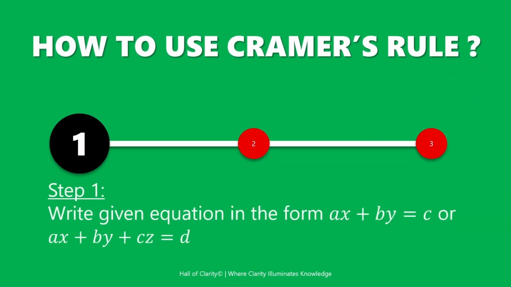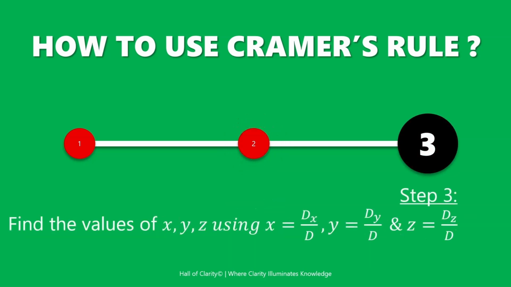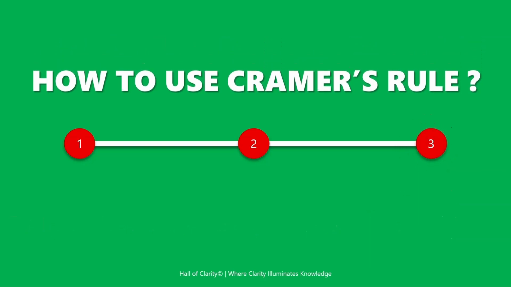Now how to use Cramer's rule? The first step is to write the equations in standard form. Then we have to find the values of determinants D, Dx, Dy and Dz, and we should make sure that the determinant D is not equal to 0. Then we have to find the values of x, y and z using x is equal to Dx upon D, y is equal to Dy upon D, and z is equal to Dz upon D. In this way we have to use Cramer's rule. Now let us learn how to use it using an example.